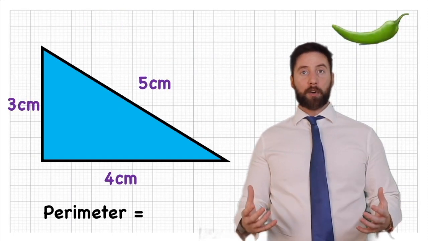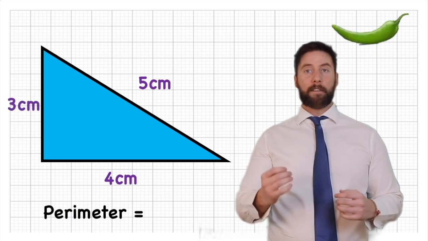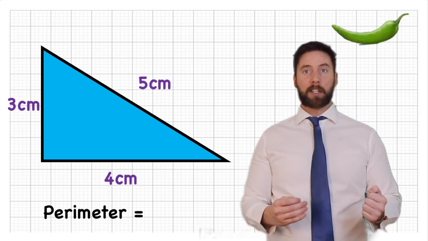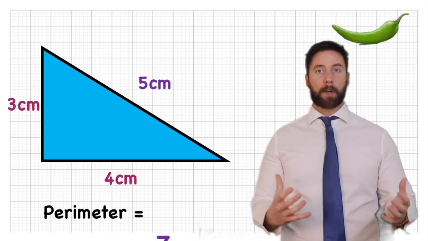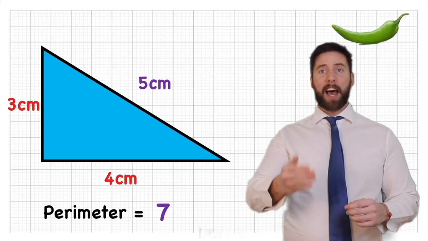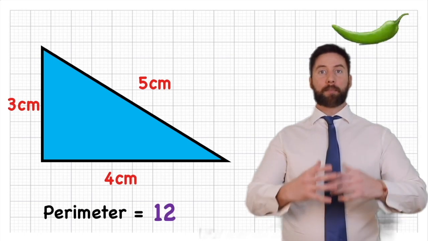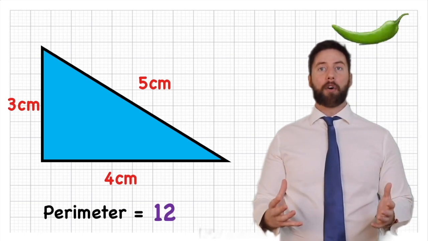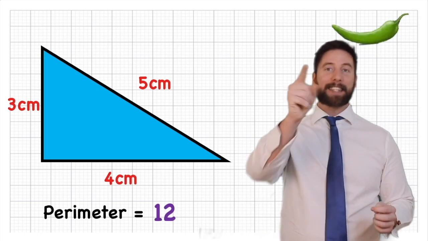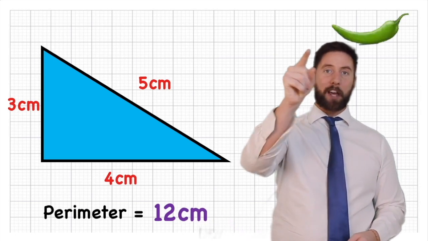Let's have a look at this triangle with sides of 3, 4 and 5 centimetres. So in order to find the perimeter, all I'm going to do is add 3, add 4, which gives me 7, add the 5, which gives me 12. So the perimeter of this triangle is 12, that's right, don't forget it, centimetres. Very important to make sure we use those units.